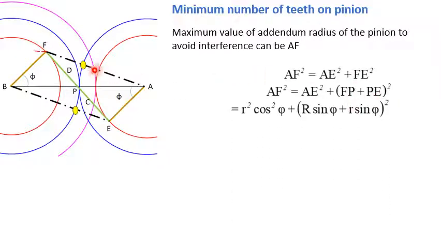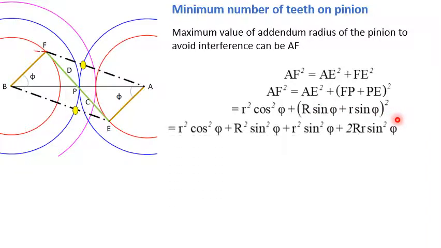Next, consider the triangles, and in place of AE, this AE can be written as R square cos square phi, because AP is R. Then FP or PF is the opposite side for this triangle BPF, therefore capital R sin phi, whereas PE is the opposite side for this triangle APE, therefore small r sin phi. So it is of the form (A plus B) whole square.